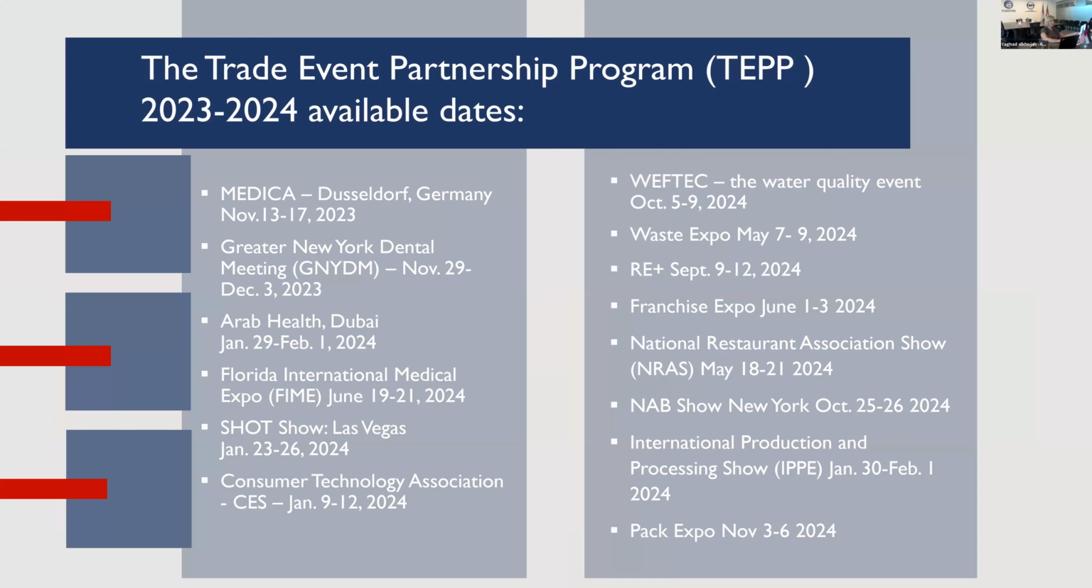There's a program called the TEPP, the Trade Event Partnership Program. We have some available dates for different trade shows that fall under this program. And usually you get this information through commercial services.